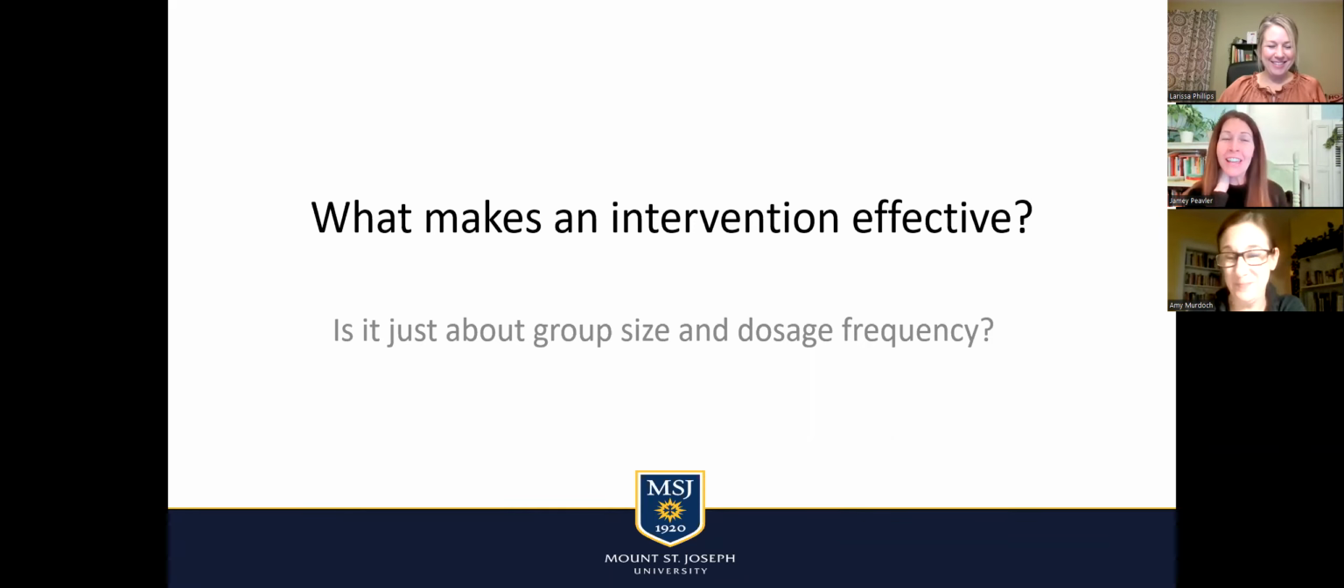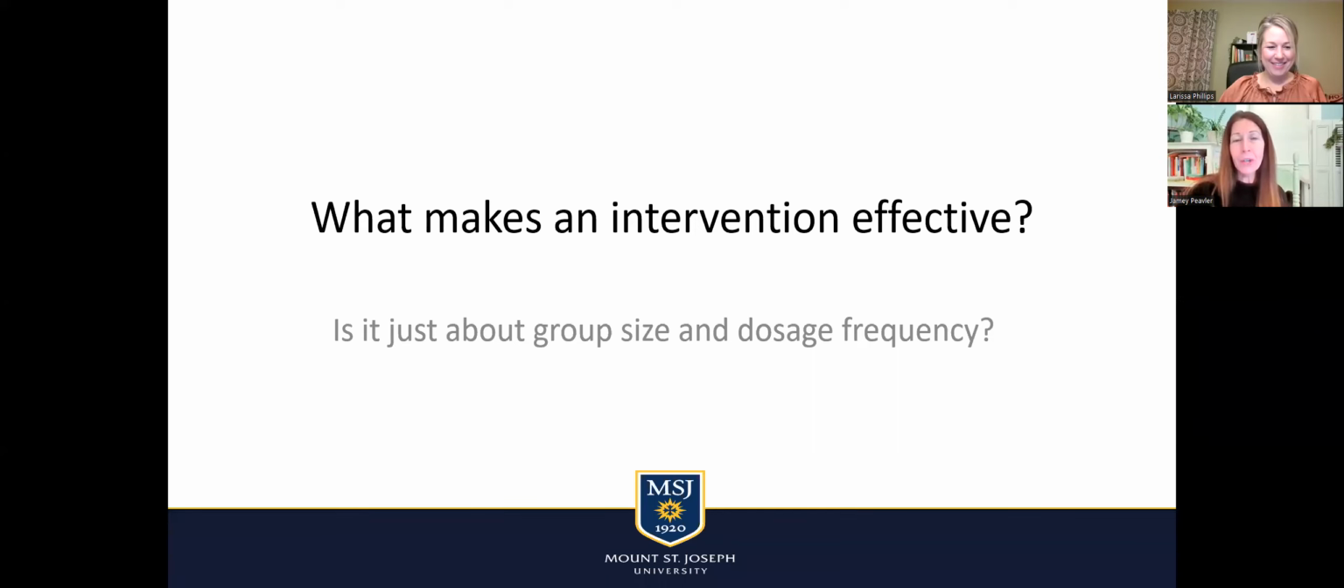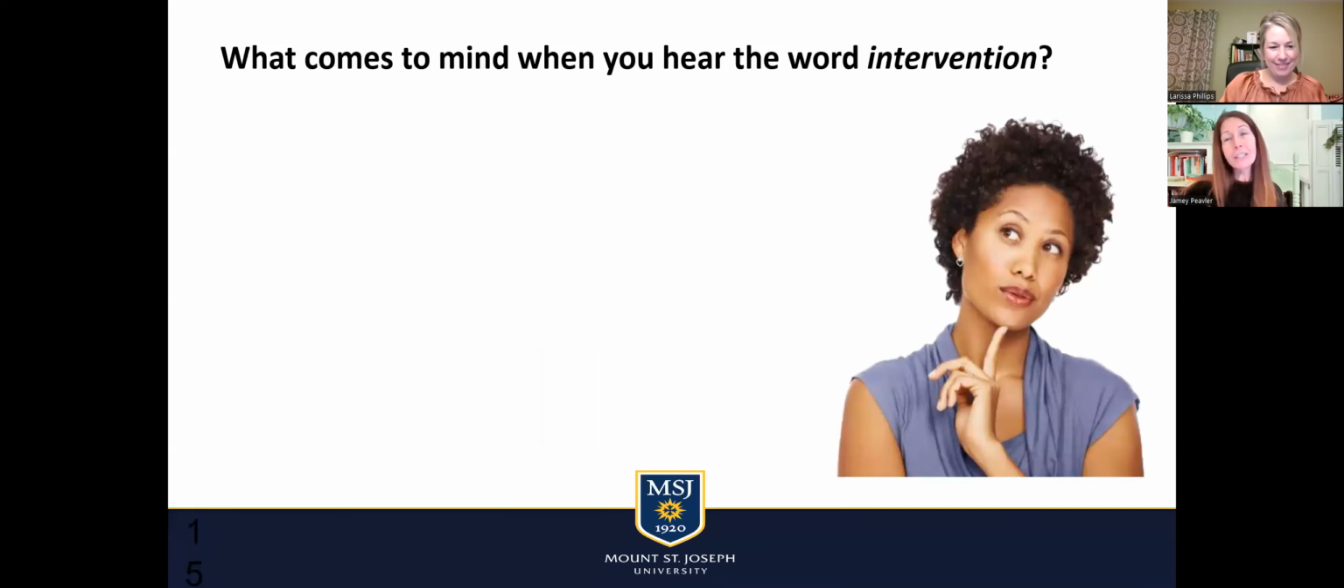Well, so let's talk then, once we have our data, what does make an intervention effective? Oftentimes when we think about that question, or if somebody were to ask me, the first thing that tends to come up in the conversation is group size and dosage or frequency. And those are super critical variables to consider, but there are some.